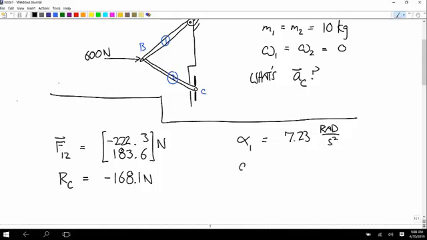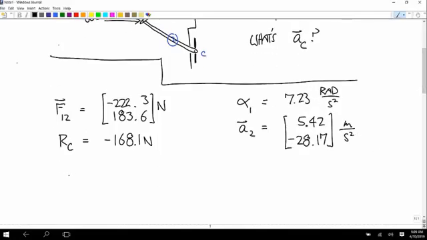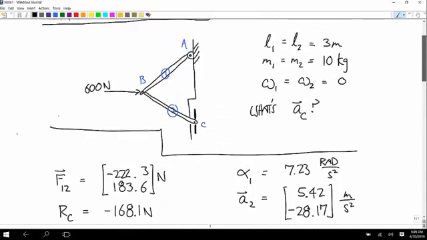And then the acceleration of the center of mass of body 2 is 5.42 in the x direction, negative 28.17 in the y direction, meters per second squared. And then alpha 2, the angular acceleration of body 2, is negative 7.23 radians per second squared. The relationship between the two angular accelerations is something you'll see in a few of the problems.